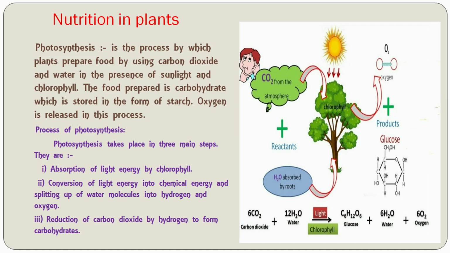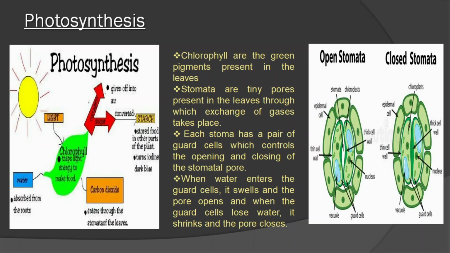Autotrophic nutrition in green plants is done by a process called photosynthesis, in which plants prepare food using carbon dioxide and water in the presence of sunlight and chlorophyll. So this is the equation involved in photosynthesis, and the three steps are absorption of sunlight energy by chlorophyll, the conversion of the light energy into chemical energy, and reduction of carbon dioxide to form carbohydrates. Chlorophyll is the green pigment present in the leaf, and stomata are the tiny pores through which the gaseous exchange takes place.